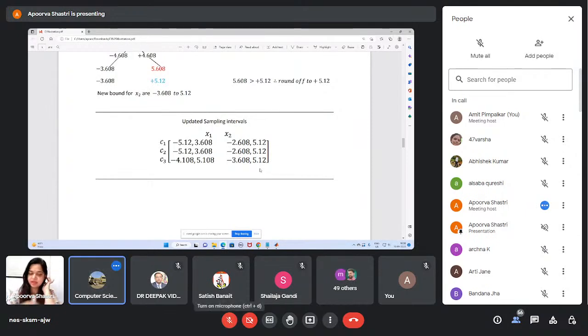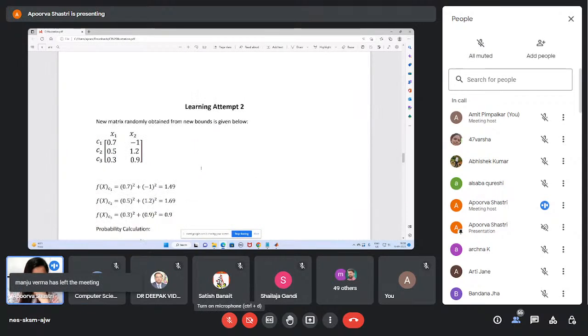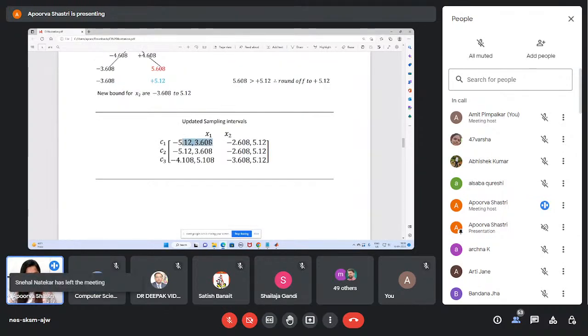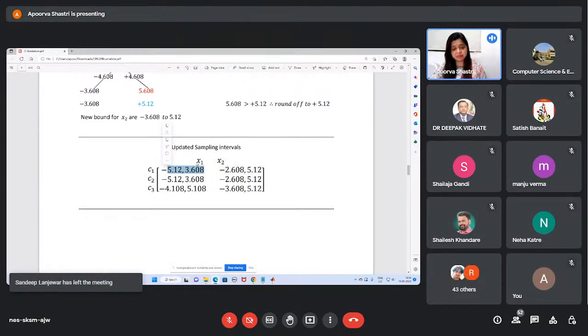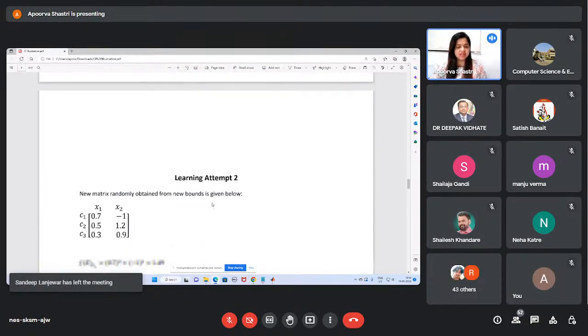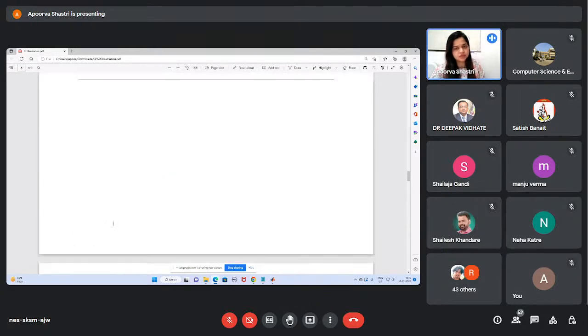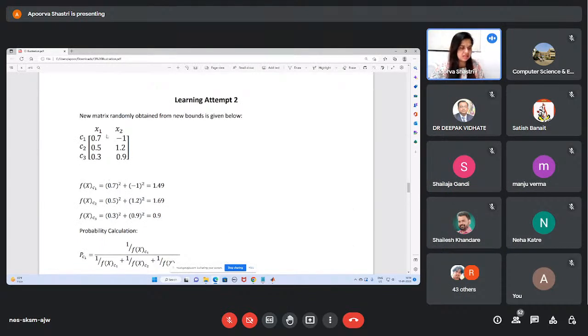No, ma'am. Okay, so now we will start with learning attempt 2. These are the updated sampling intervals, and from this updated sampling range for every variable we have taken one random number, or we can say we have generated the associated qualities. So from this sampling range, the associated qualities generated are these.